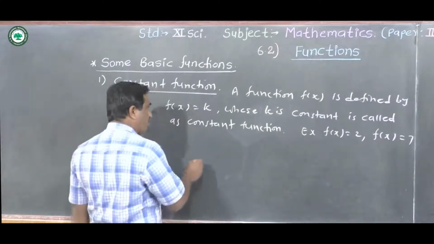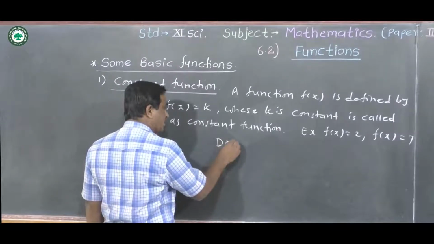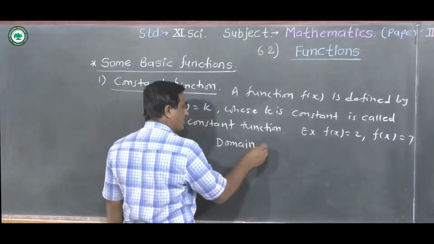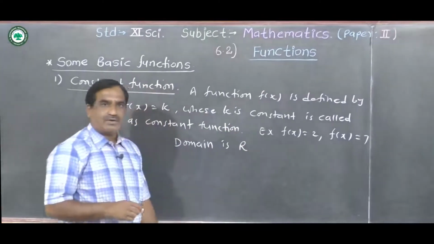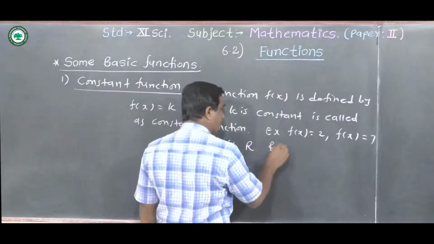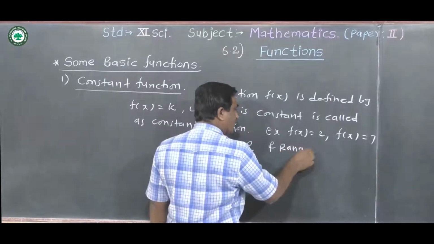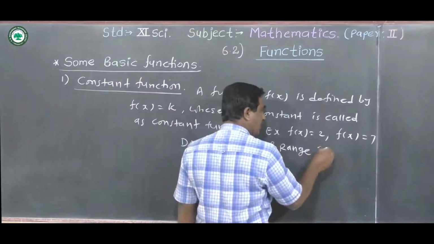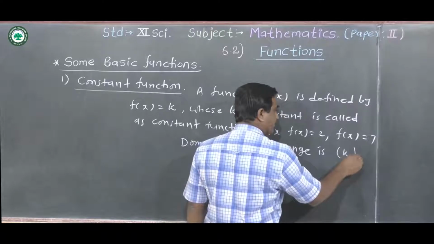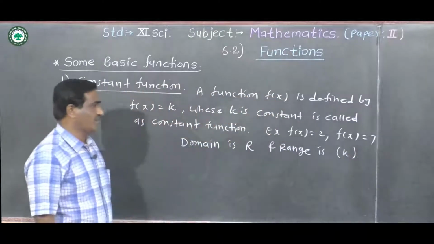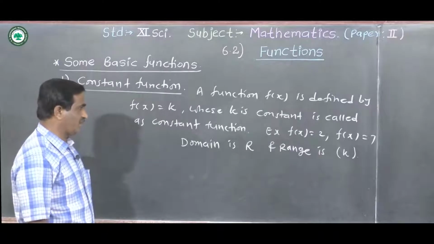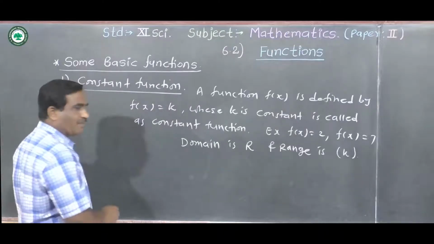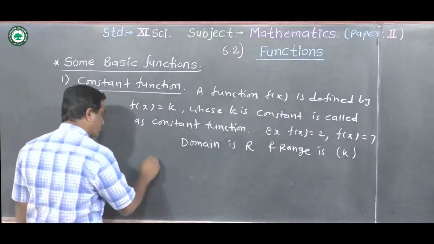Okay. Domain for the constant function is the set of real numbers, and range of constant function is k. Range is the set of constant function, that is k. Okay. Now we can draw a graph for this constant function.